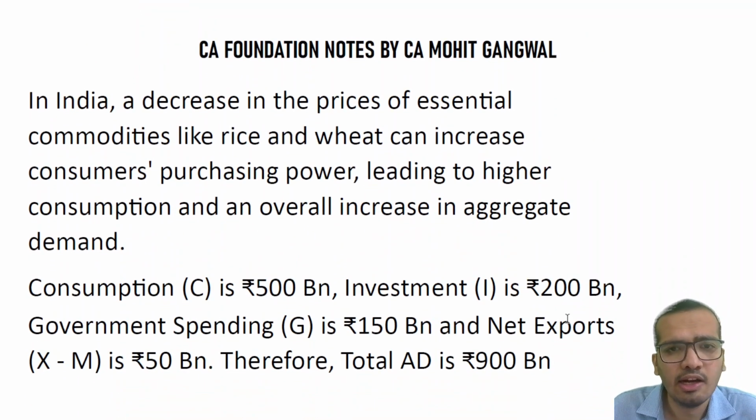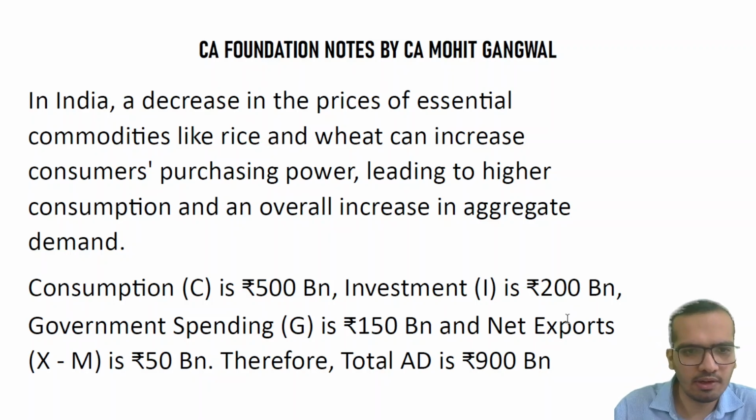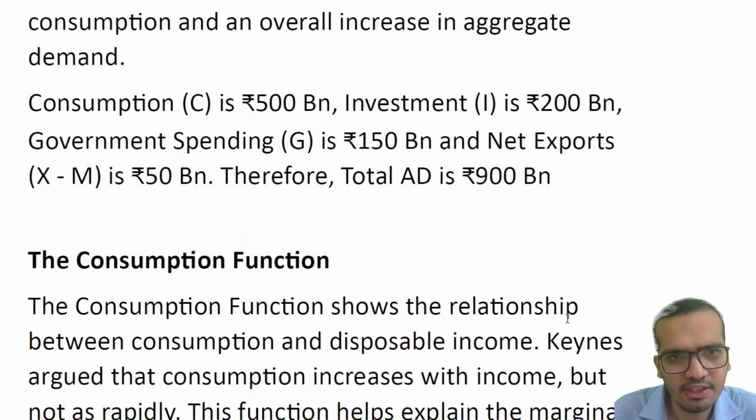So in India, a decrease in the price of essential commodities like rice and wheat can increase consumer purchasing power, leading to a higher consumption and overall increase in the aggregate demand. So consumption C is, let's say, rupees 500 billion, investment is 200 billion, government spending is 150 billion, and net exports is 50 billion. Therefore the aggregate demand will be 900 billion.